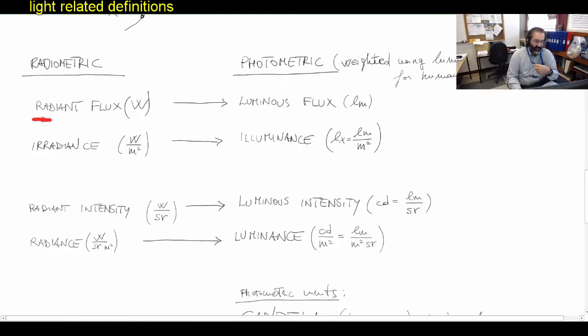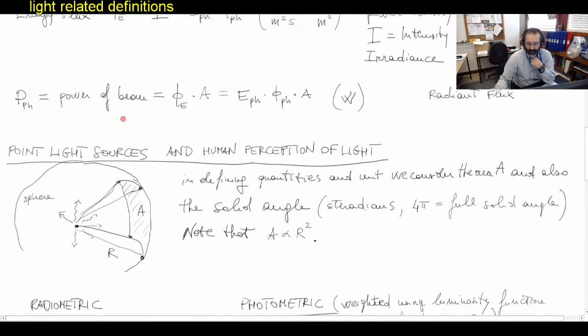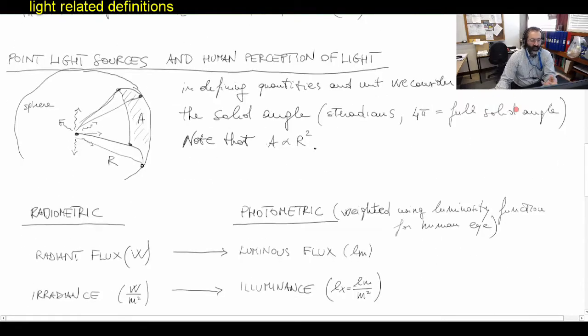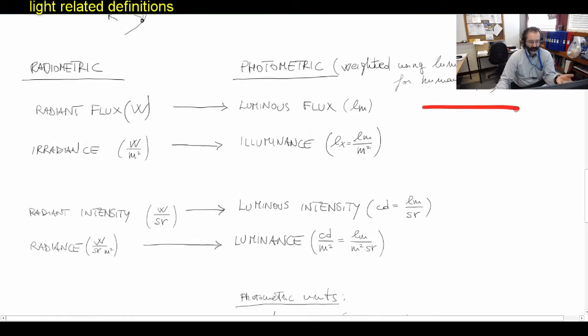So the first one is the radiant flux. This is effectively the power. We've encountered this name before, up here. I've already used this name, if you can see. Radiant flux is the power of the source. The corresponding photometric quantity is luminous flux and is measured in lumens. We will see what the lumen is.